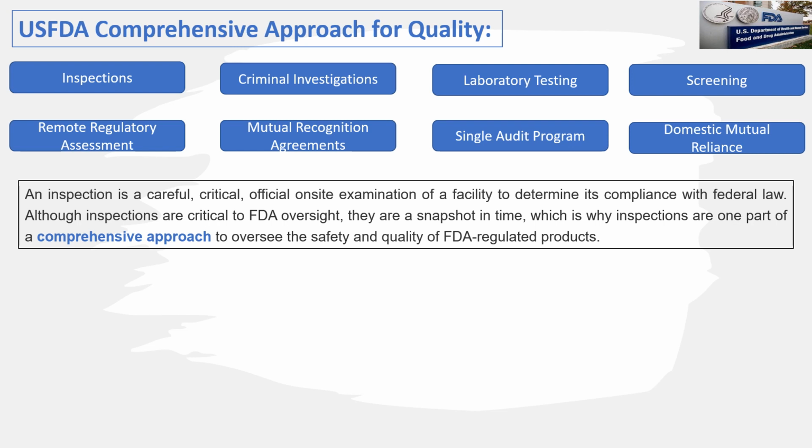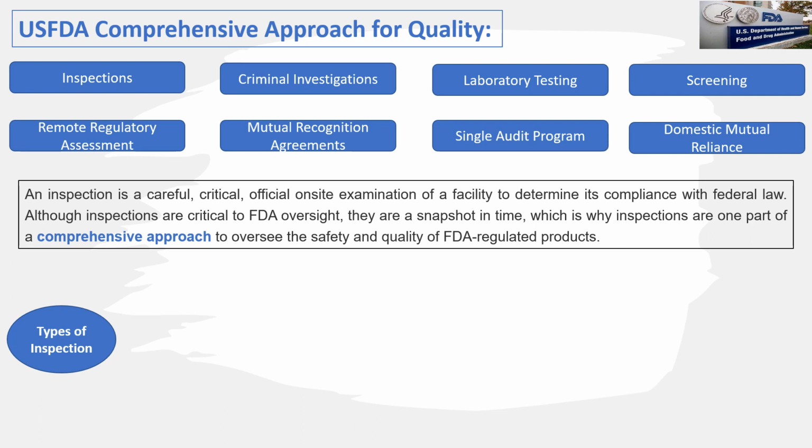Although inspections are critical to the oversight, they are a snapshot in time, which is why inspections are one part of the comprehensive approach. So the overall approach, whatever we have given above, is the comprehensive approach, where inspection is one part of it. And they are to oversee the safety and quality of the FDA regulated products.